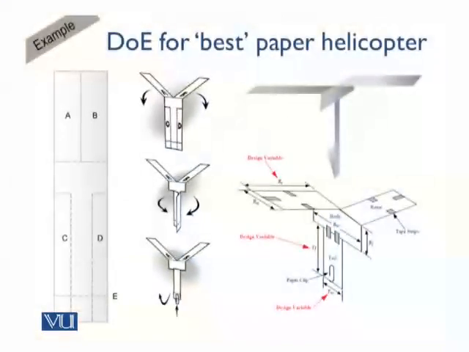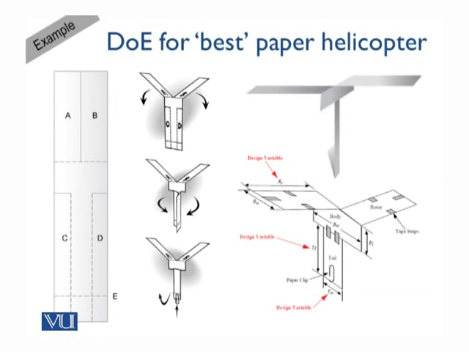So we want this design to be such that the helicopter stays in the air for maximum time. What are the factors in this experiment? So one factor is the length of these rotor wings. The other factor can be the width of these rotor wings.